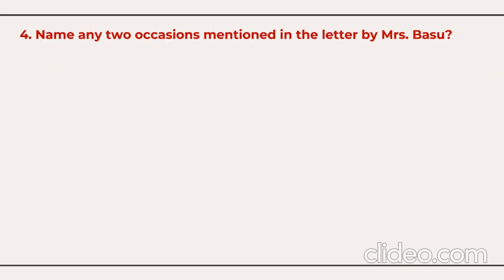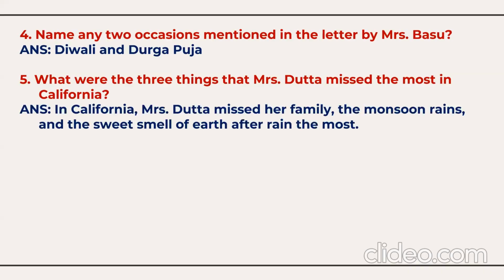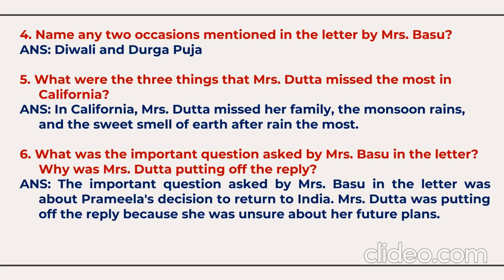Then, name any two occasions mentioned in the letter by Mrs. Basu. Diwali and Durga Puja. What were the three things that Mrs. Datta missed the most in California? She missed her family, the monsoon rains, and the sweet smell of earth after the rain. What was the most important question asked by Mrs. Basu in the letter, and why was Mrs. Datta putting off the reply? The important question by Mrs. Basu in the letter was about Mrs. Datta's decision to return to India, and Mrs. Datta was putting off the reply because she was unsure about her future plans.